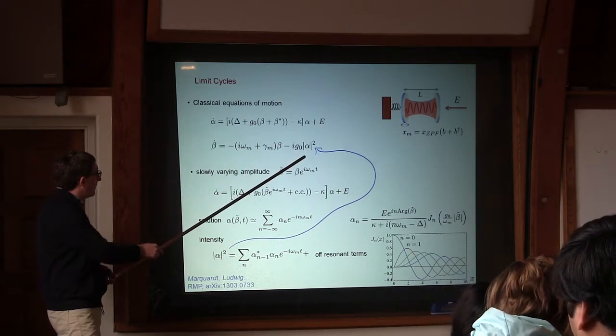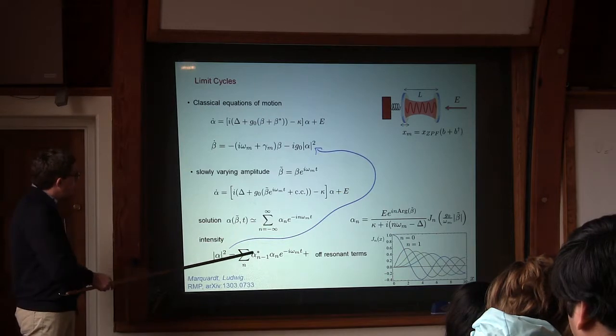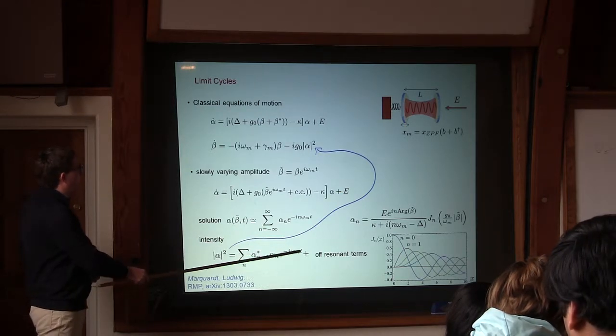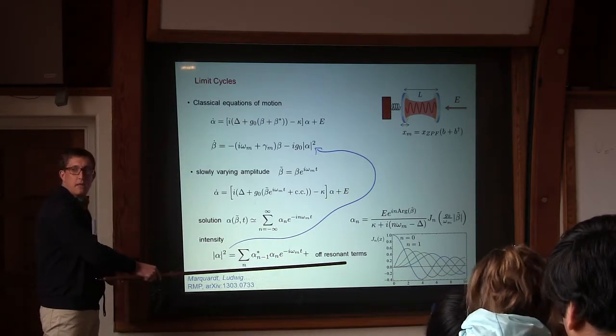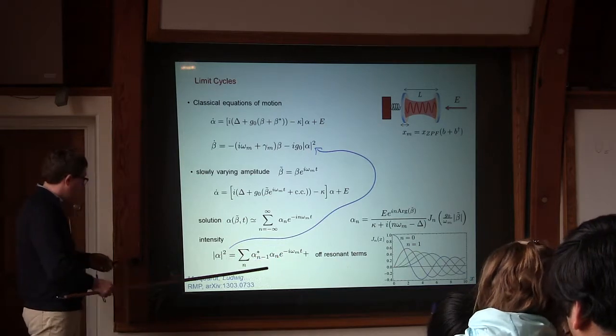So we pick out from that double sum only those components which oscillate like omega m. And then there will be many, many off-resonant contributions.